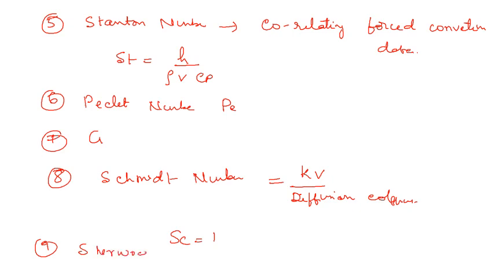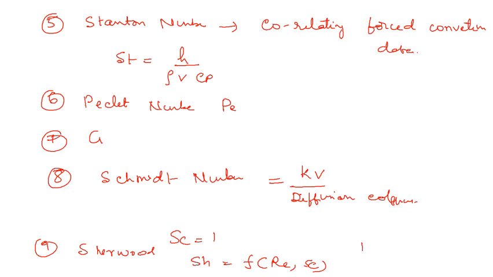Then the ninth one is the Sherwood number. The Sherwood number is used similar to the Nusselt number in convective heat transfer. In forced convection mass transfer, the correlation would be of the form that the Sherwood number is a function of the Reynolds number and Sc, that is, the Schmidt number.